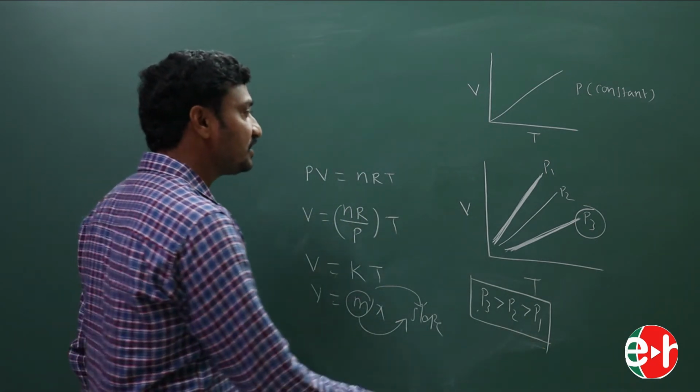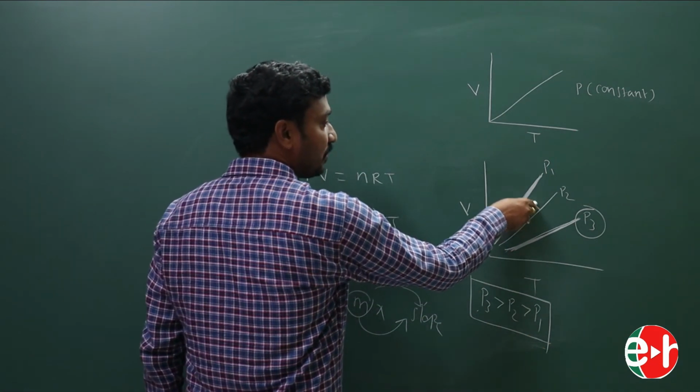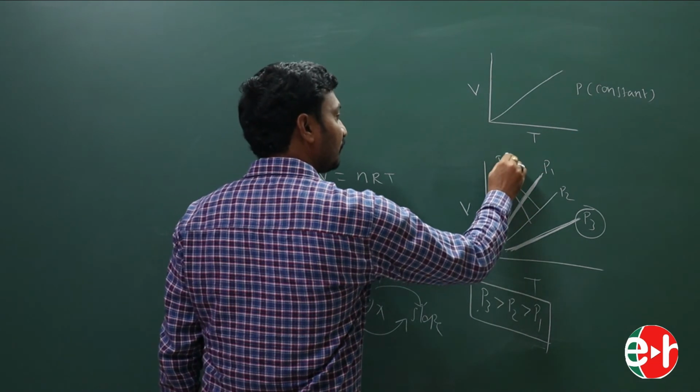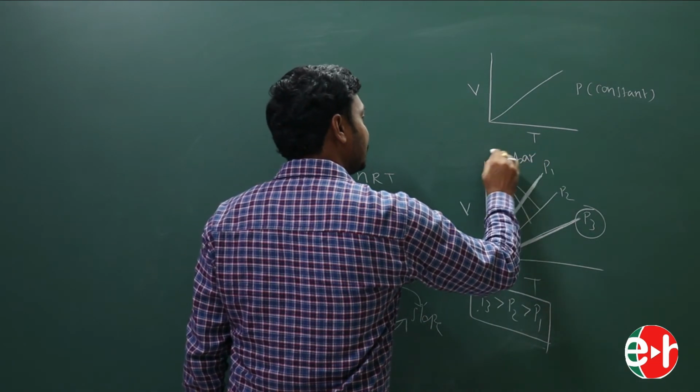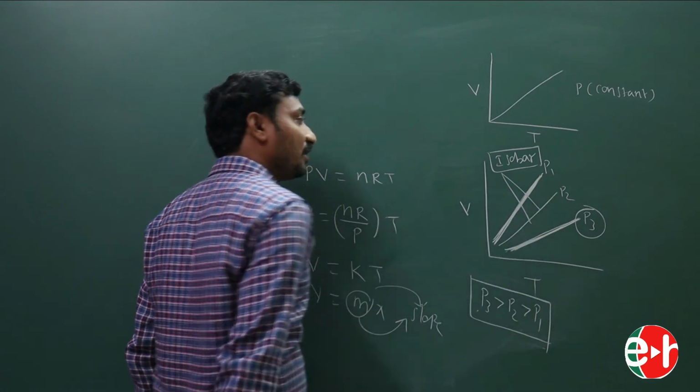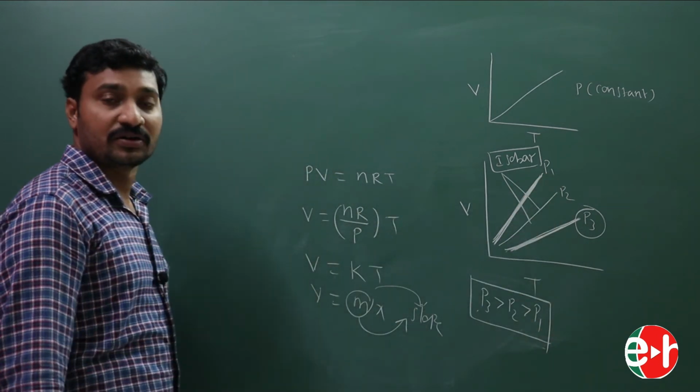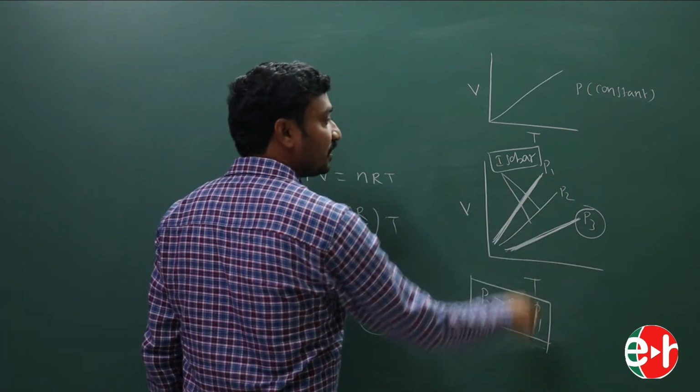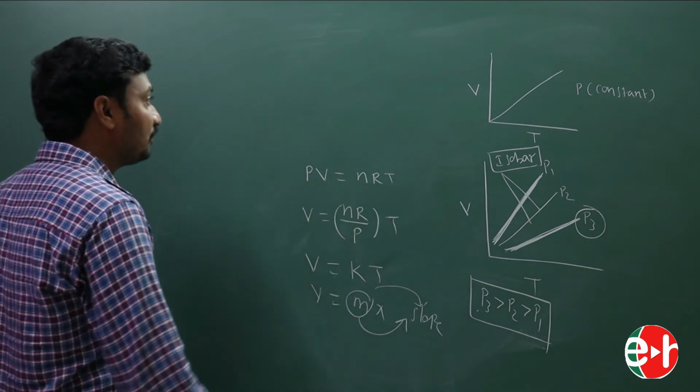Okay, and these curves are known as isobars. An isobar is a curve at constant pressure. Isobar. Correct?